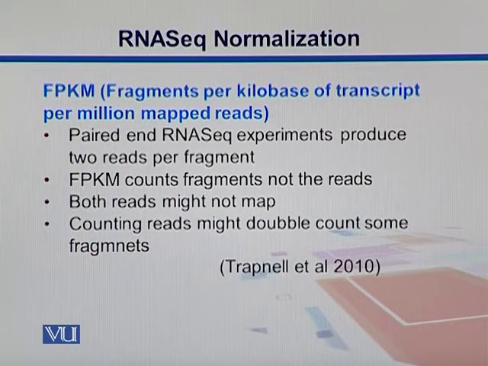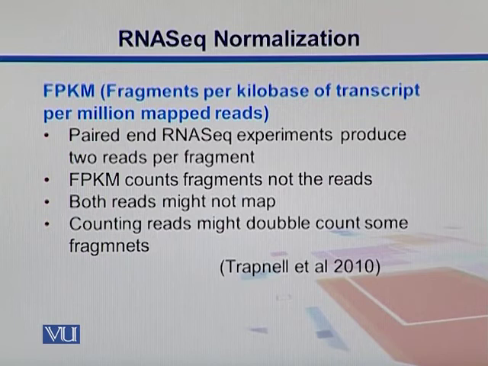Trapnell et al., who wrote a software called Tophat, which is very famous in this RNA-seq analysis, provided another normalization technique, a slight variation, though the concept is same, but they are using different words. So they say fragments per kilobase of transcript per million mapped reads. Rather than RPKM, it's now FPKM. So this is applicable where we have paired-end RNA-seq experiments. They produce 2 reads per fragment. So they take an RNA fragment and make 2 reads.